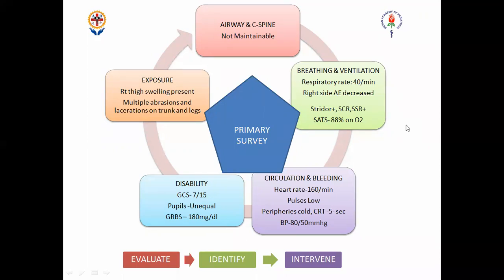Shock is there, sir. What shock? Hypotensive shock. What is the cause for shock? Hypovolemia, sir, maybe due to bleeding. Okay, or pneumothorax can be leading to it. So you are suspecting hypovolemic shock and obstructive shock. Good. Any other shock you can find here?